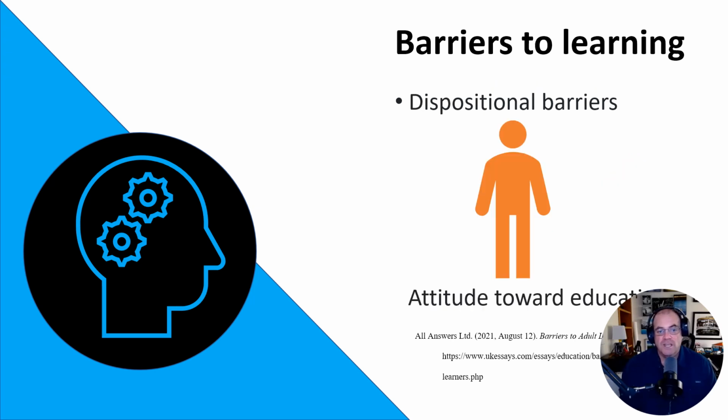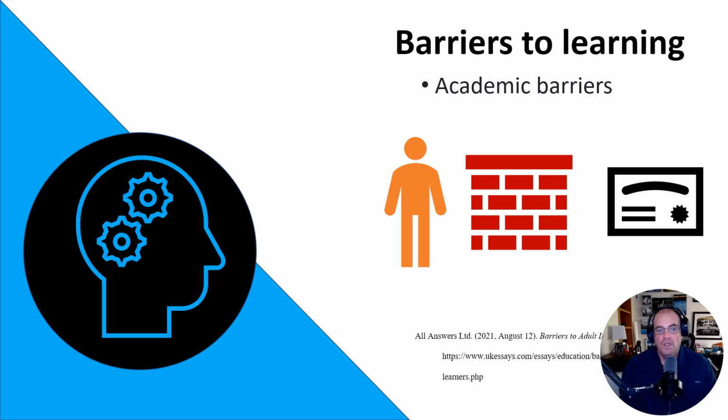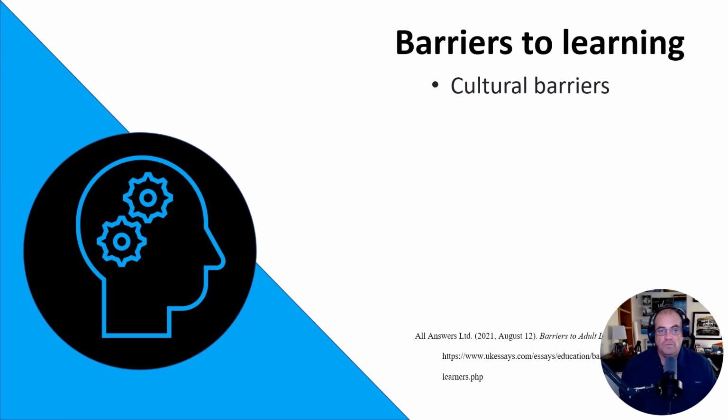Dispositional barriers. This is kind of like the attitude towards education. If somebody's health is failing, they may lack interest in actually taking a course or becoming a lifelong learner. Maybe this person believes that they already know enough and they don't need to learn anymore. It's more the attitude and what slows people down from learning. Academic barriers. Again, maybe you don't have the credentials to take that course. You don't have the prereqs to get in. Sometimes it's a financial one as well.